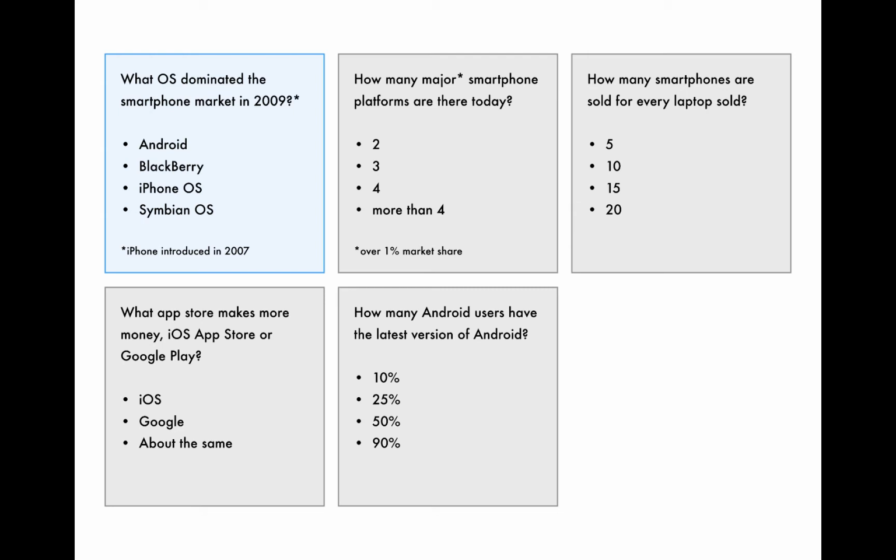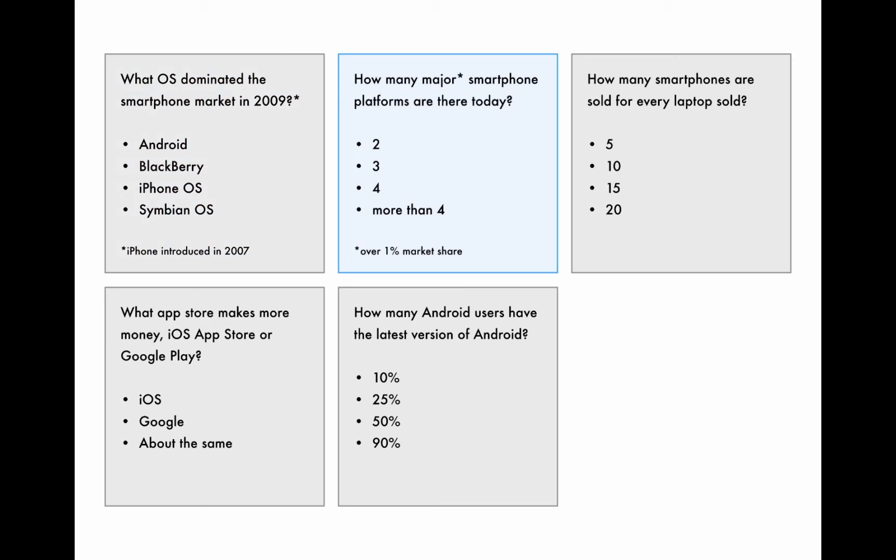What operating system dominated the smartphone market in 2009, just 2 years after the introduction of the iPhone? Was it Android, which was also announced in 2007, though it was not on any devices yet? BlackBerry, which certainly dominated the US market before the iPhone came along? Was it the iPhone's operating system? Or was it the Symbian operating system, which was used on Nokia smartphones and some other brands? And remember, these are global data. Okay, jot down your answer and let's go on to the second question.